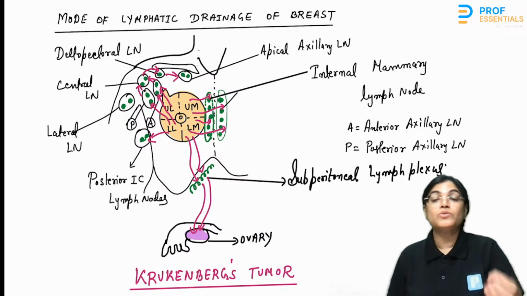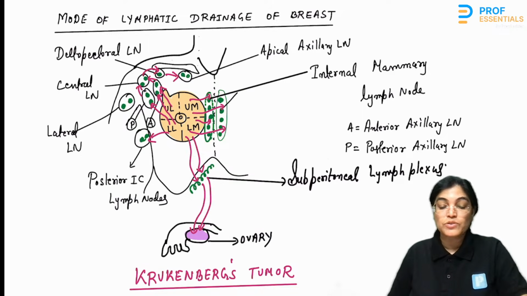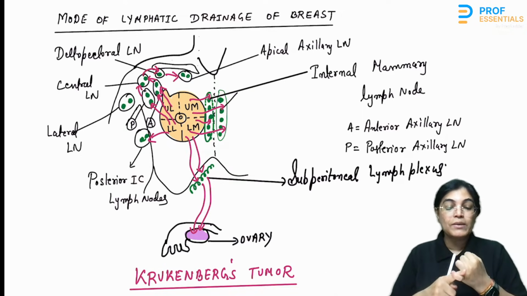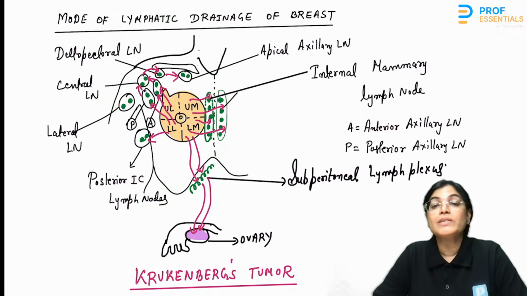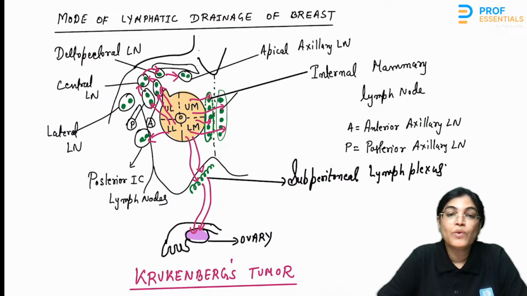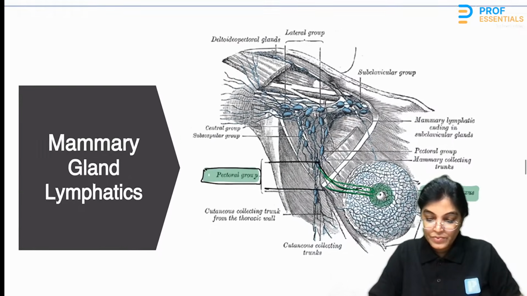If you want to know the crux of the lymphatic drainage, you have to remember 3 points. 70% of the parenchyma drains into axillary lymph nodes, 25% of the parenchyma drains into internal mammary nodes, and only 5% of the parenchyma drains into posterior intercostal lymph nodes. So please write down this point. This is a very important point.